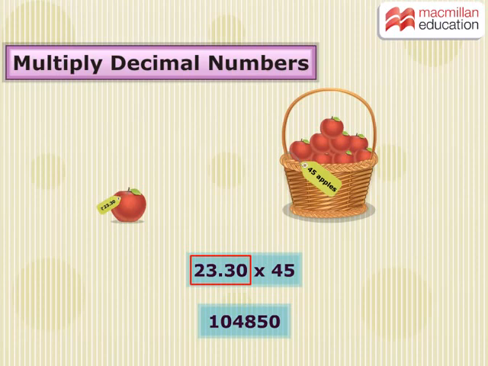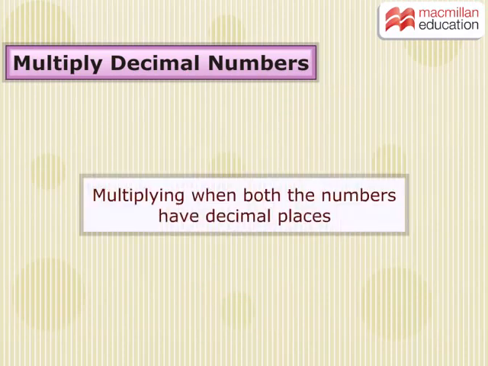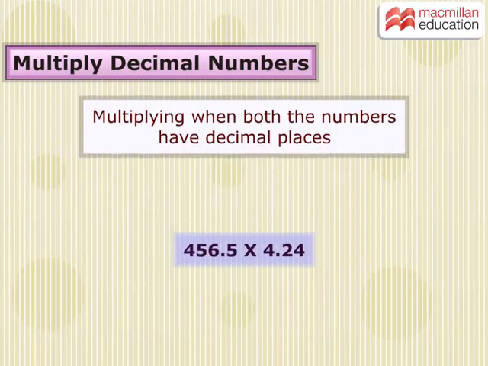How many decimal places were there in the number? Yes, 2 places. So, you will mark those decimal places in the answer too. That gives us the answer 1048.50. What if both the numbers have decimal places? Let's take an example.